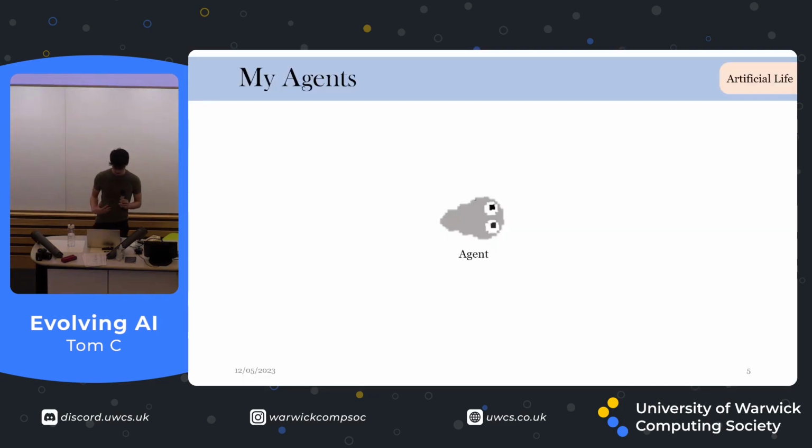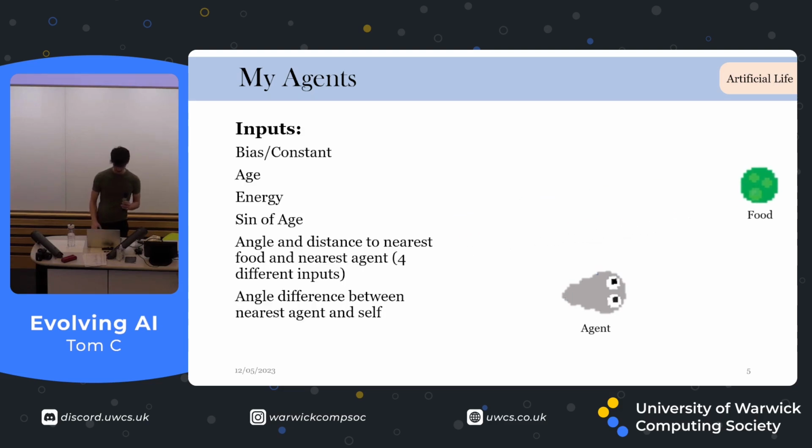In my artificial life simulation, I have agents, which look like this, and we have food, which looks like this. The agents have a neural network to control their actions, the inputs of which mimic their senses. They have a constant input, they have access to their age, their current energy, and the sine of age, which gives them the ability to react in a repeating behavior. And they have angle and distance to the nearest food, like so.